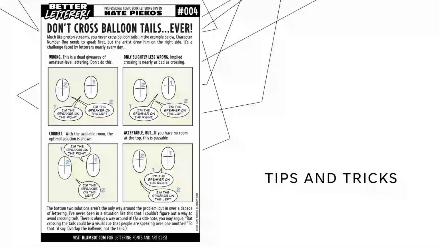Keep the dialogue centered as much as possible, and make sure that the order of the balloons or captions is in the order that the characters speak. In Canada, we read left to right and top to bottom. It's bad practice to cross your speech bubbles' tails, so rearrange your word bubbles accordingly. Tails should also point to the character that is speaking, as much as possible to their head where their mouth is. This is a great infographic from Nate Piekos on crossing balloon tails, so have a look at Blambot if you want to keep it handy.